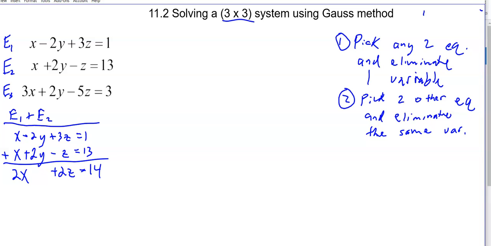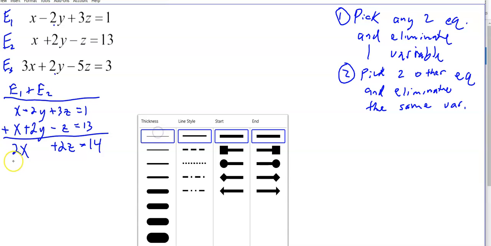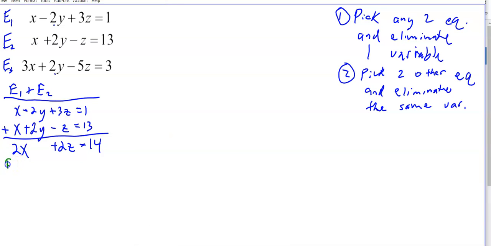It seems like E1 and E3 would be good choices here. So E1 and E3, if you look at the y's, they're negative 2y and 2y. Again, I just have to add. This is just a piece of cake here. So let's do this one in green. Okay, so this one will be E1 plus E sub 3. Let's do that work down here.